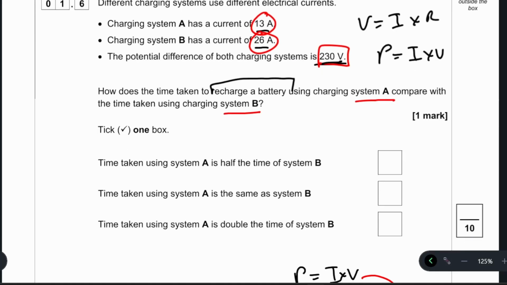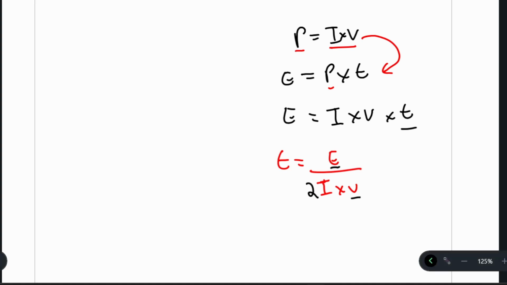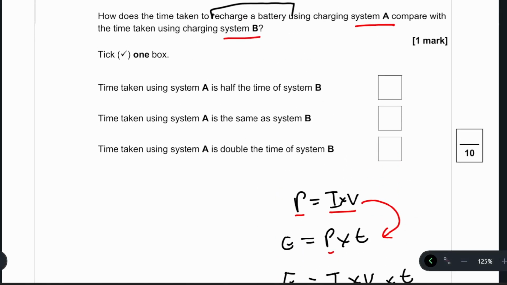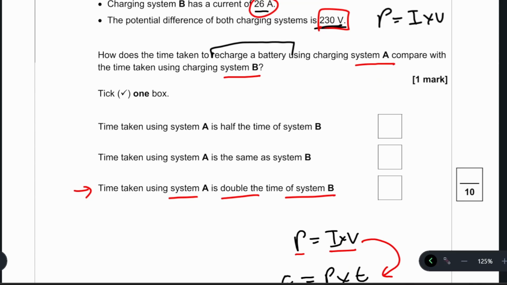In system A, we've got a current of 13 amps. In system B, we have a current of 26 amps. So in one of those, we've got twice the current. If we double the current, we're dividing by basically a half, which means over here we'd get half T. So when we double the current, we end up halving the time taken to transfer that same amount of energy. Which statement would be correct then? It would be this last statement here: the time taken using system A would be double the time of system B. Or in other words, the time taken in system B would be half the time in system A, since system B is the one which doubles the current. So this is the one we tick. Hopefully that makes sense.